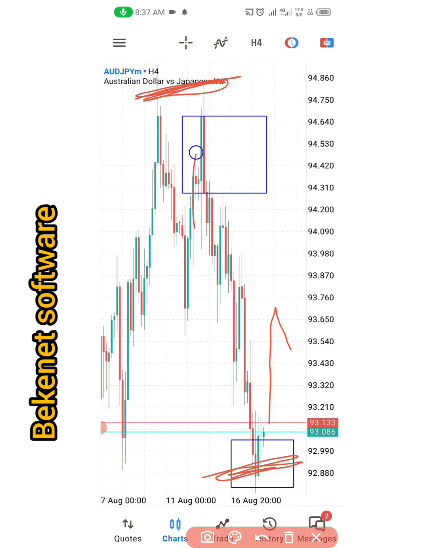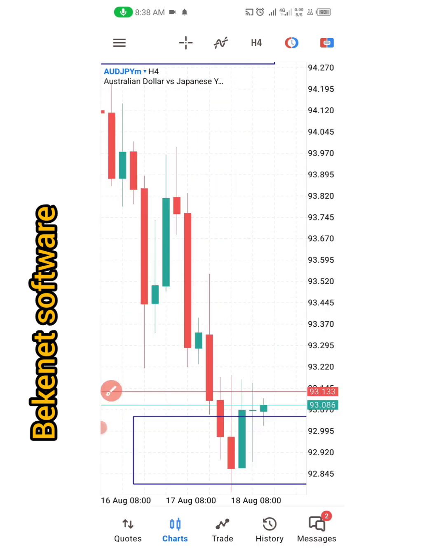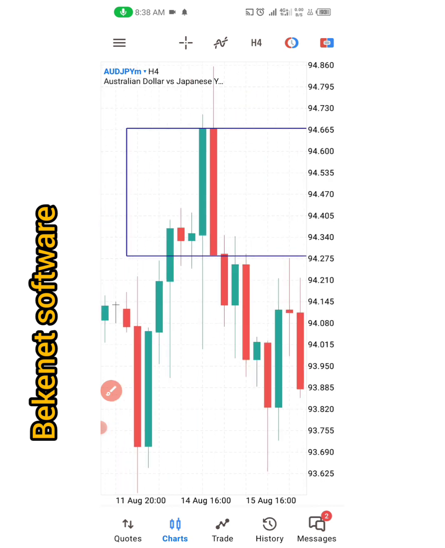Price went up. Immediately I saw a bearish red candle. This is a bearish candle. I started selling. Let me zoom in a little bit so that you'll be able to see it.